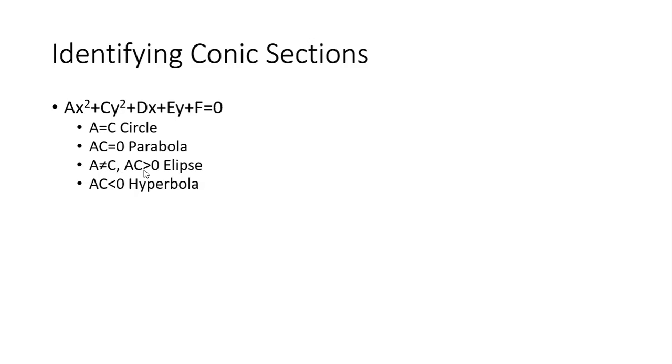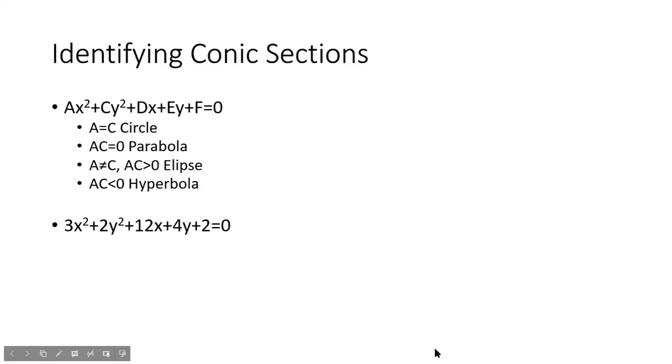If A times C is greater than 0 and A isn't equal to C, it's going to be an ellipse. So if these have the same sign, we have an ellipse. If they have the opposite sign, AC is going to be less than 0, and we're going to have a hyperbola. Okay, so let's take a look at a couple examples.